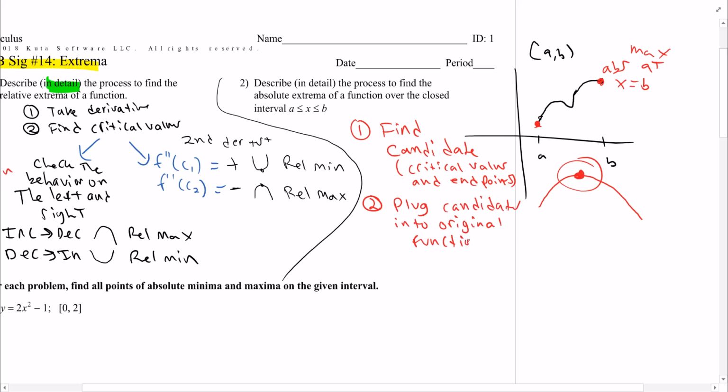So what I suggest is you make a little table of values, and you put your x values here and your f of x values here. You plug in a, you plug in any critical values you have, and you plug in b, and you get some numbers over here. Whichever one is the biggest is the absolute max, whichever one is smallest is the absolute min.